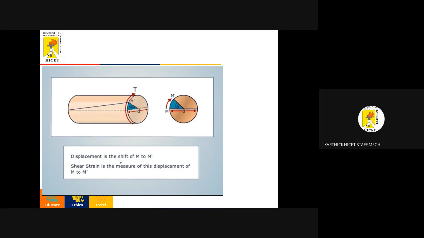So here, the displacement of M and M dash is used to measure shear strain. Okay.